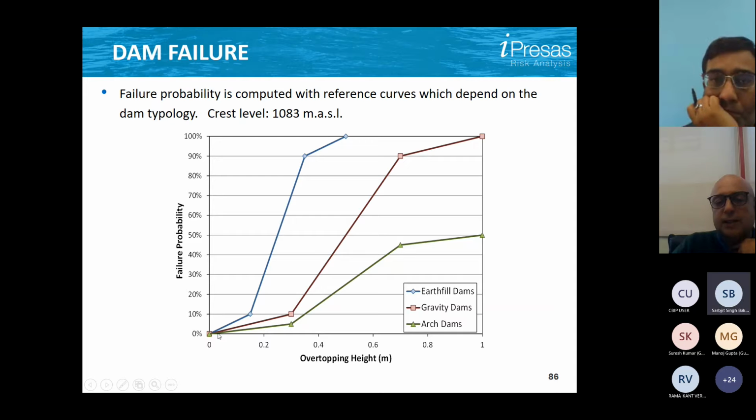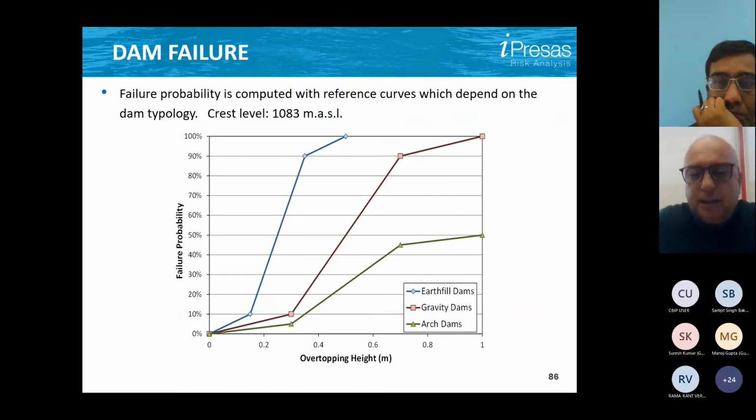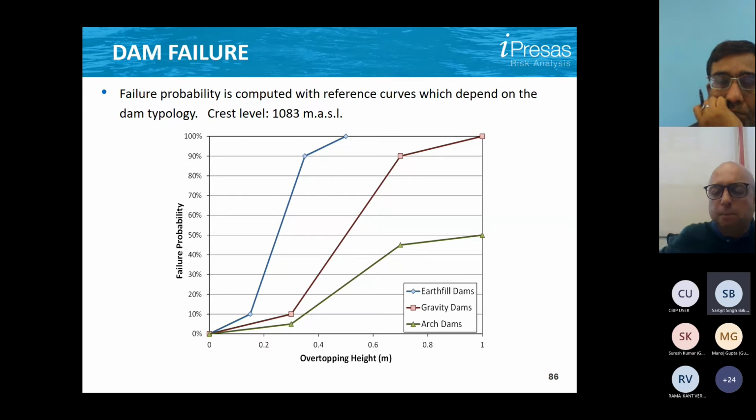Of course, this is a simplification, and it's based on case histories. But we are using this as our fragility curve, because we don't want to say that just because we overtop a gravity dam, it fails, which would not be true, and it's not scientifically based. So this is a simplification, but it's a simplification based on average responses of gravity dams.